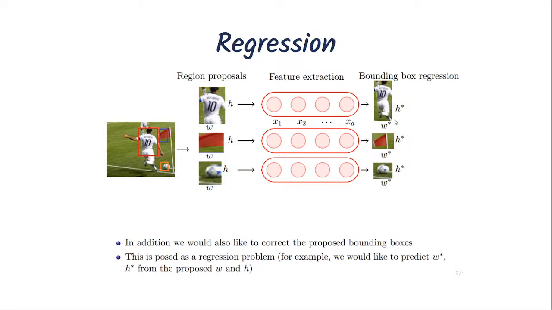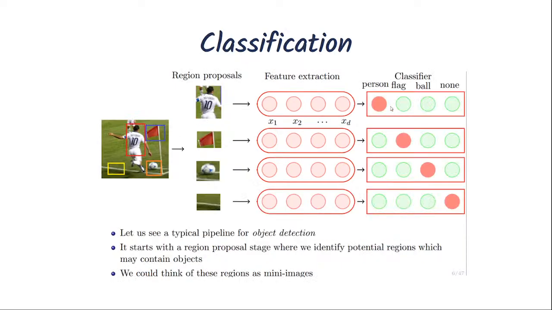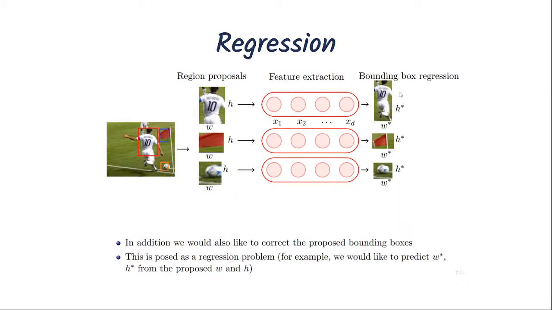Regression estimates the width and height of the bounding box, whereas classification will tell you whether the regional proposal is a person or flag or ball, or the background. So regression will give you the bounding box. You estimate the width and height and the xy location also. So the bounding box has 4 coordinates: the width and height and the starting location of the bounding box, the xy value. All these values will be predicted using the regression algorithm.